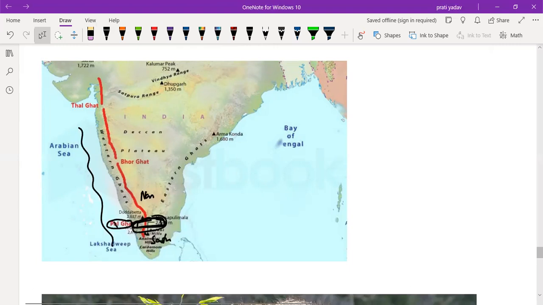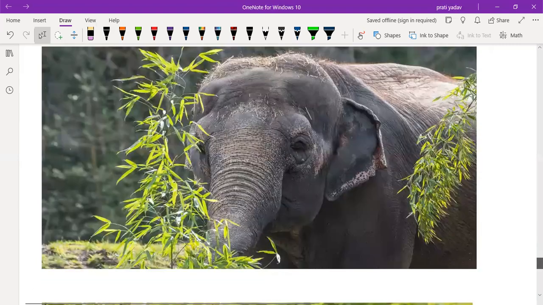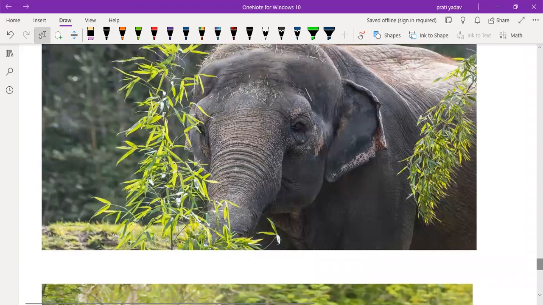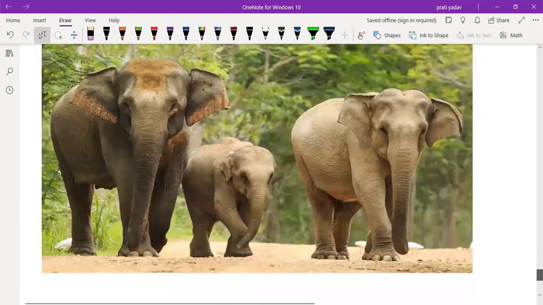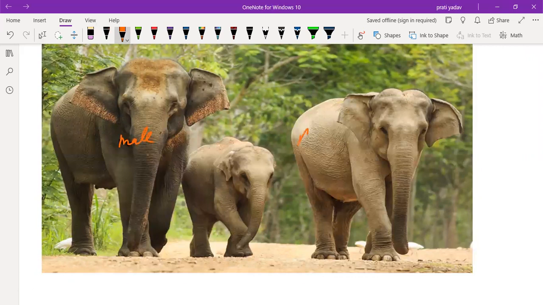Also in this picture, you can clearly see the Asian elephant. Clearly see its ear, its eye, its tail. And in this picture, you can clearly see other Asian elephants with their children. I think this one is a male, this one is a female, and there is their child.